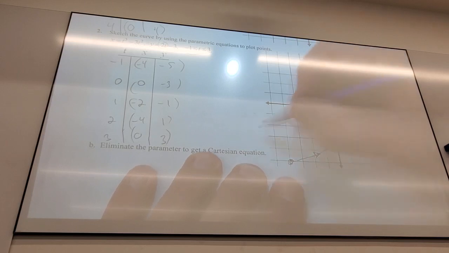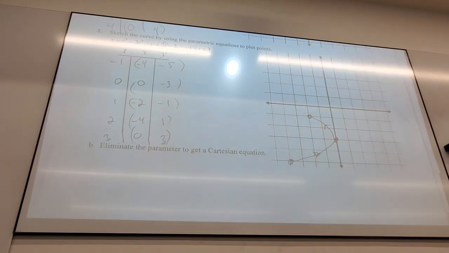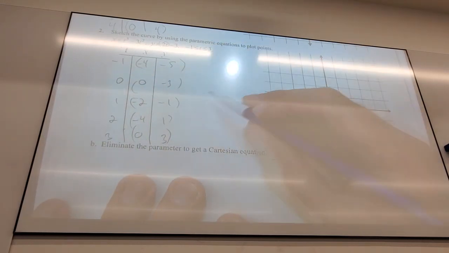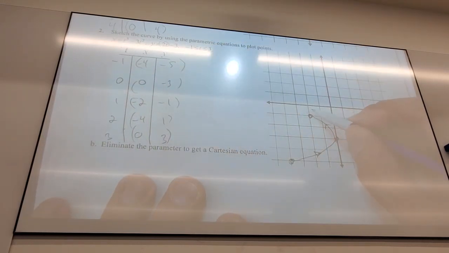So what I mean is, if the points are bouncing like crazy and you're not sure how they're connecting, then you need more resolution. Then you need more points. Let's see, where am I? Negative 4, 1. And then 0, 3.